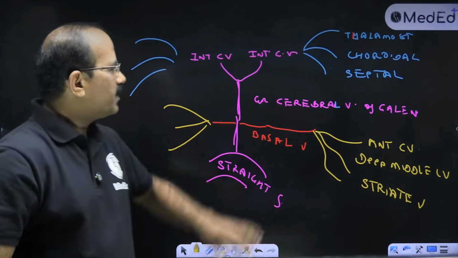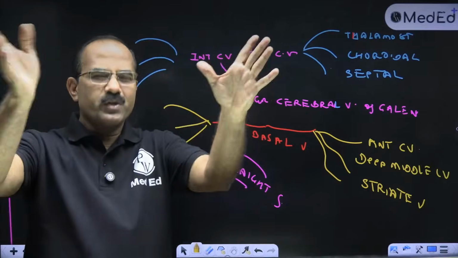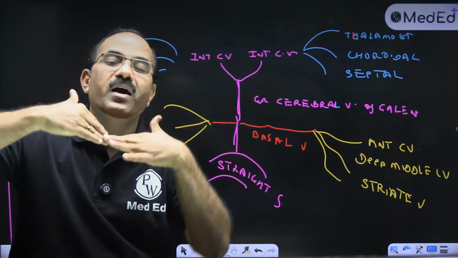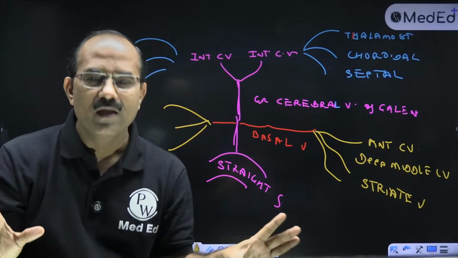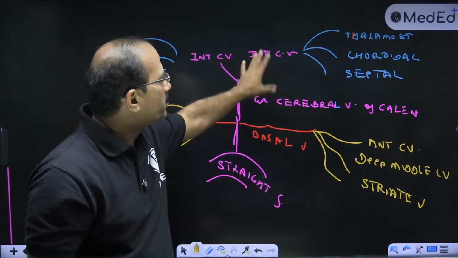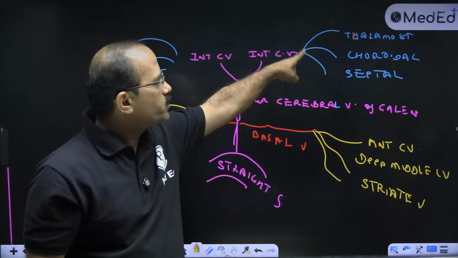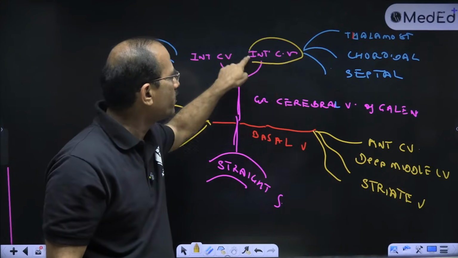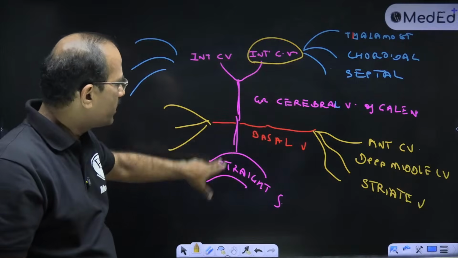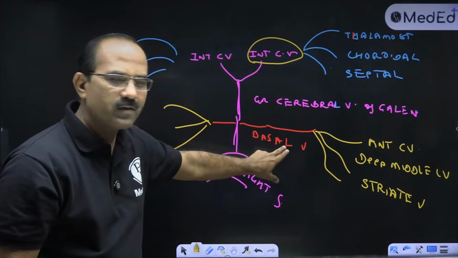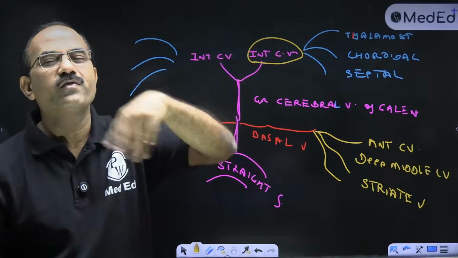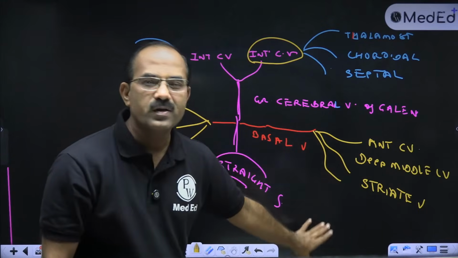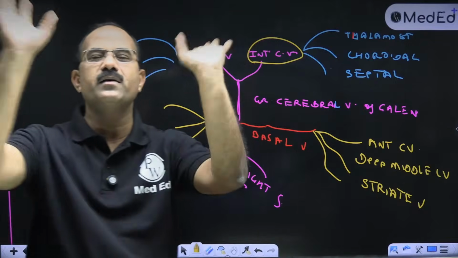Understood? This is all you have to remember. Just remember, two internal cerebral veins join to form the great cerebral vein of Galen. Where does the great cerebral vein drain? Into the straight sinus. How is the internal cerebral vein formed? By the joining of three veins: thalamostriate, choroidal, and septal. This is formed at the interventricular foramen of Munro. And what drains into the great cerebral vein? The basal vein. The basal vein is formed by joining of three veins: anterior cerebral, deep middle cerebral, and striate veins. Clear?